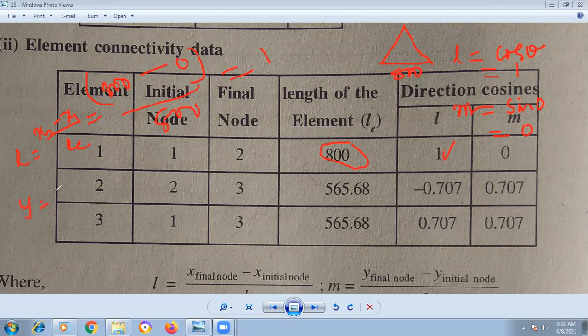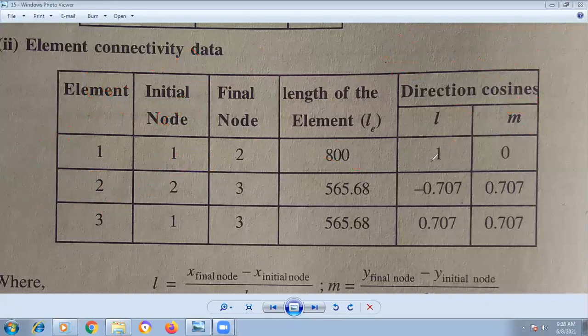Similarly, m is equal to y2 minus y1 divided by LE. What is y2? 0. y1 0 divided by length, that is 800. Obviously, this is equal to 0. So direction cosines for element number 1, with node 1 as initial node and node 2 as final node, are 1 and 0. This is very important.